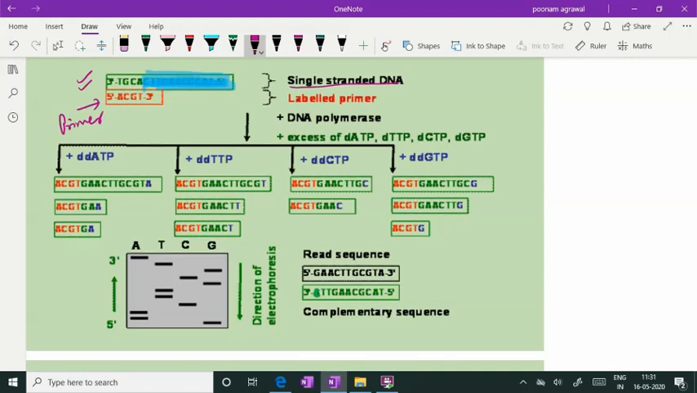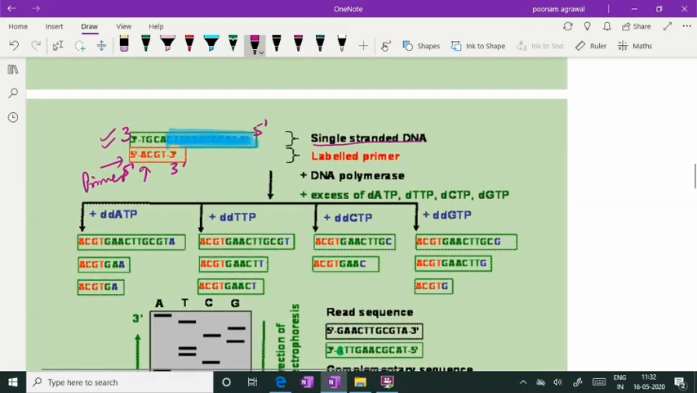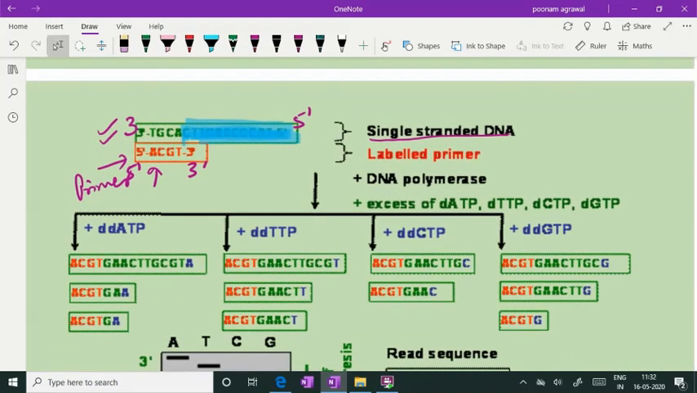The basic rule is that reading of the template DNA is 3' to 5' and synthesis is 5' to 3'. So this is the 3' end and this is the 5' end, and the primer was first produced, a short primer synthesized against the known sequence of the DNA, which was known by some other method. I have highlighted it, but I know it is not very visible, so let me write it here. It is CTT.